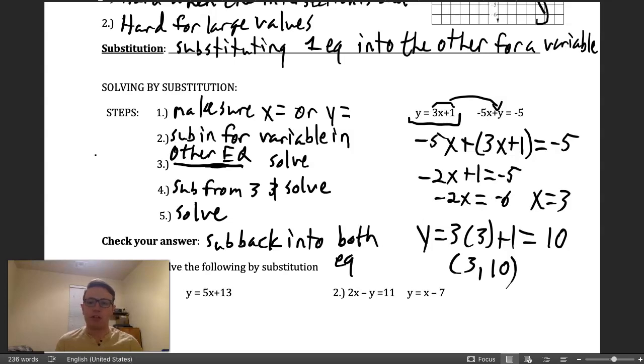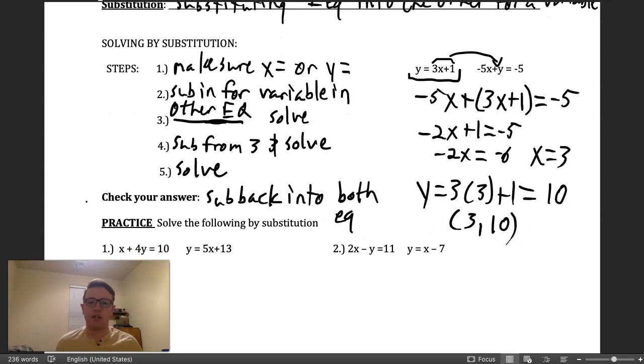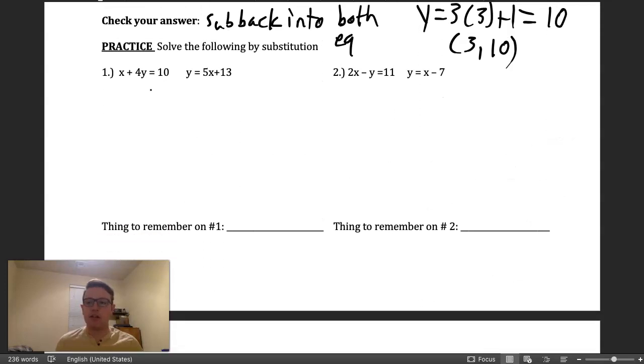Let's do one more of those for practice, and then I'll let you all try one on your own. So we're going to go ahead and try this one. First step is to make sure we have x equals or y equals. We have y equals over here, so we're good.